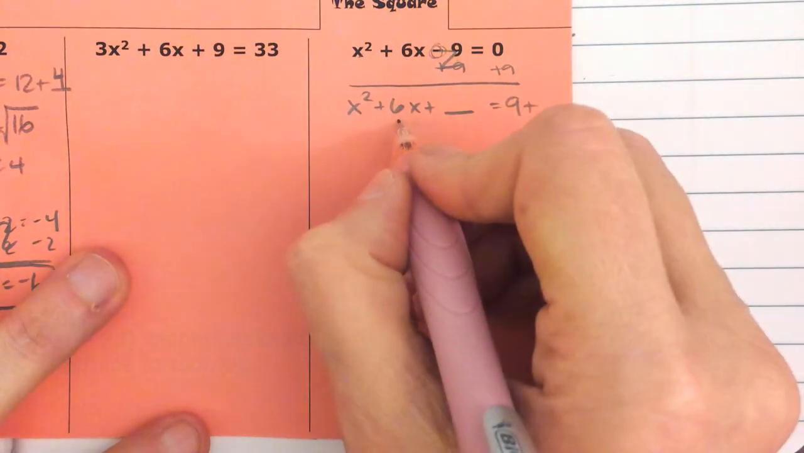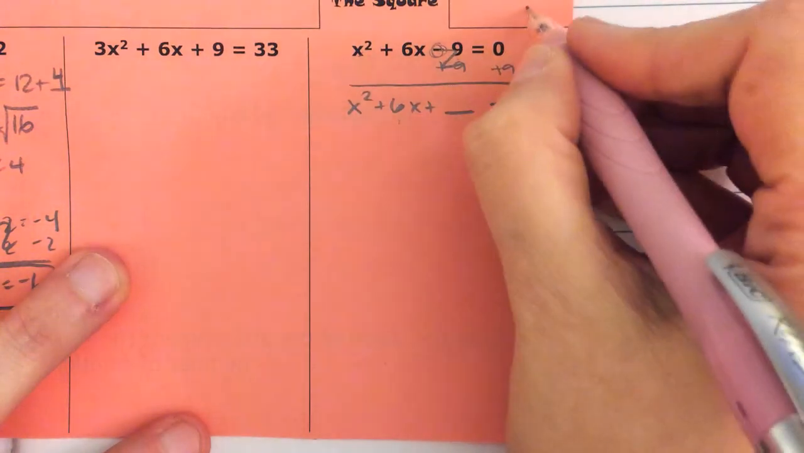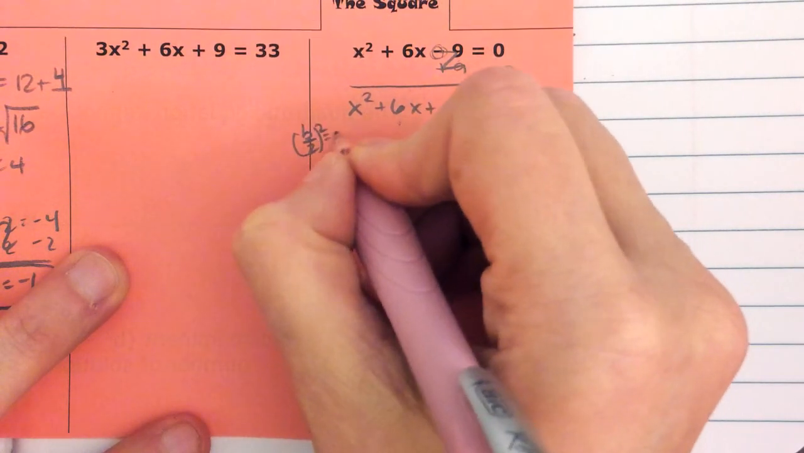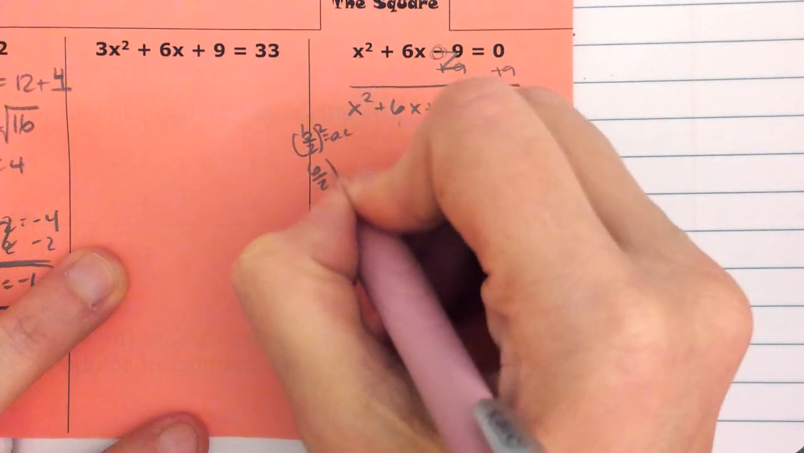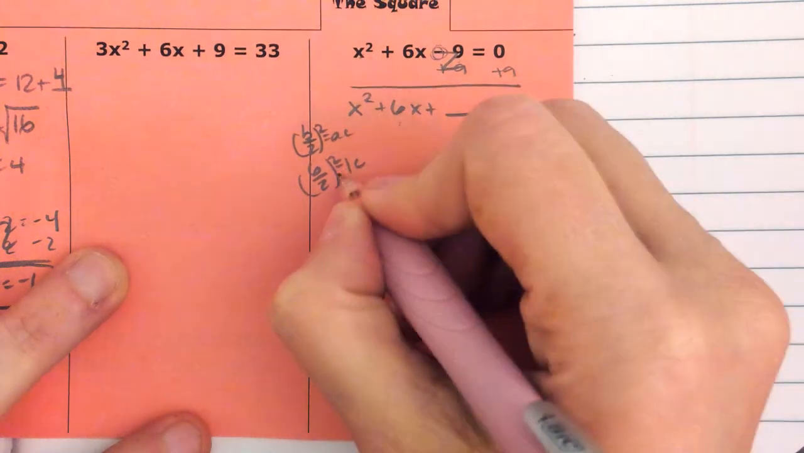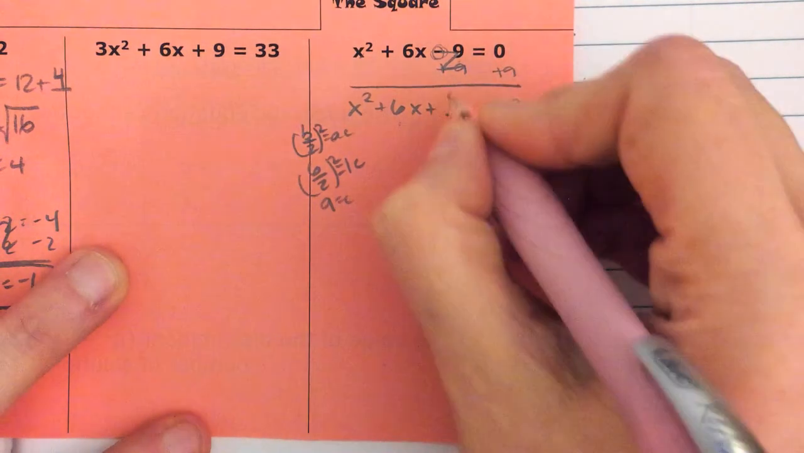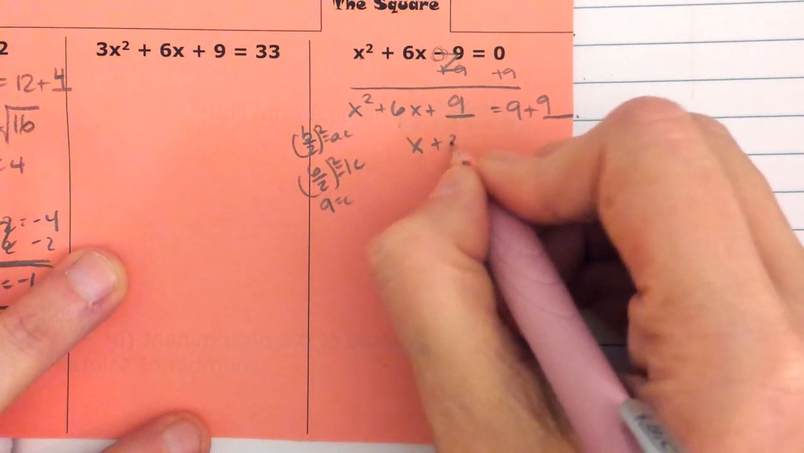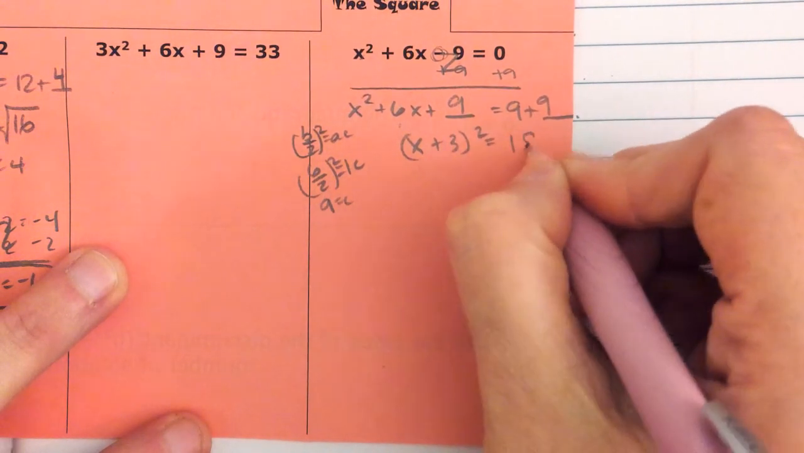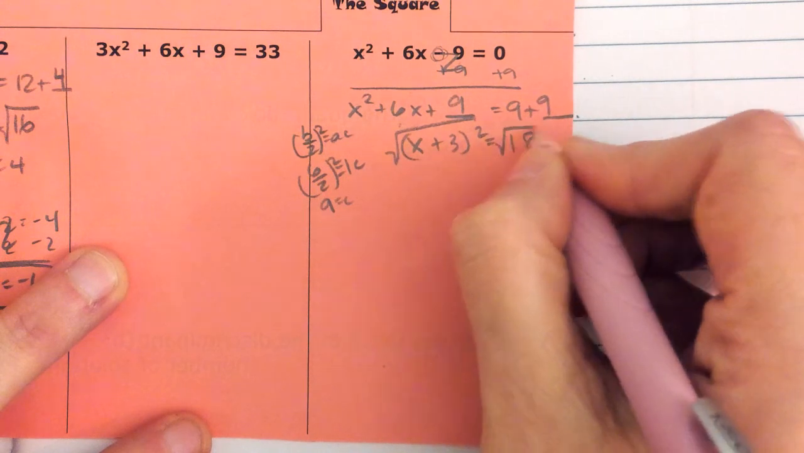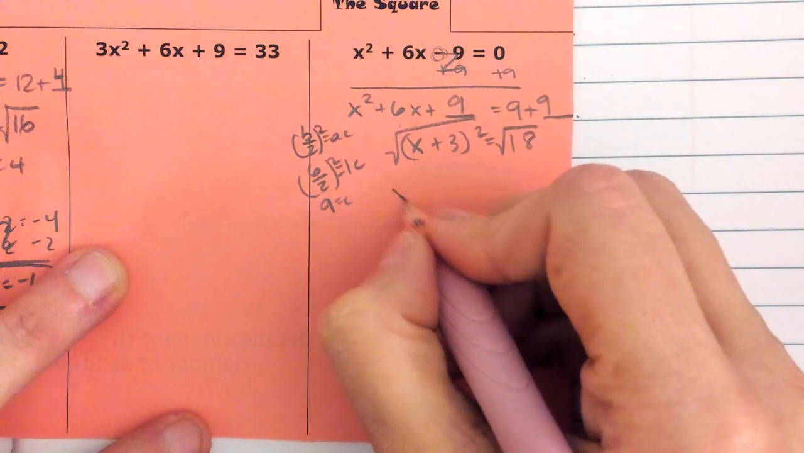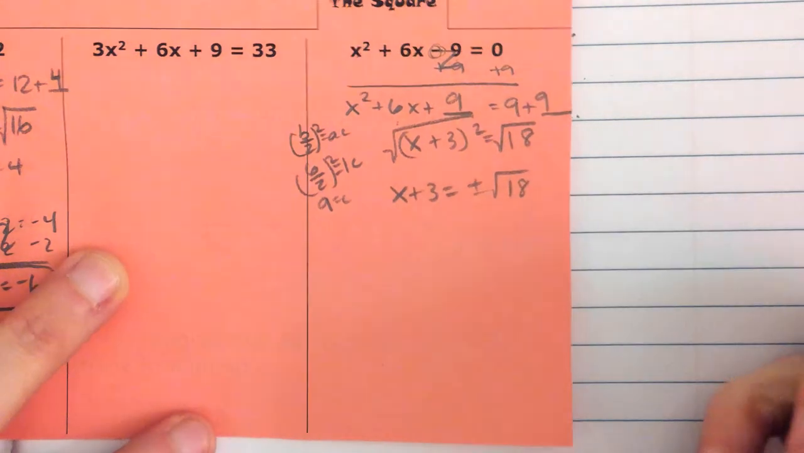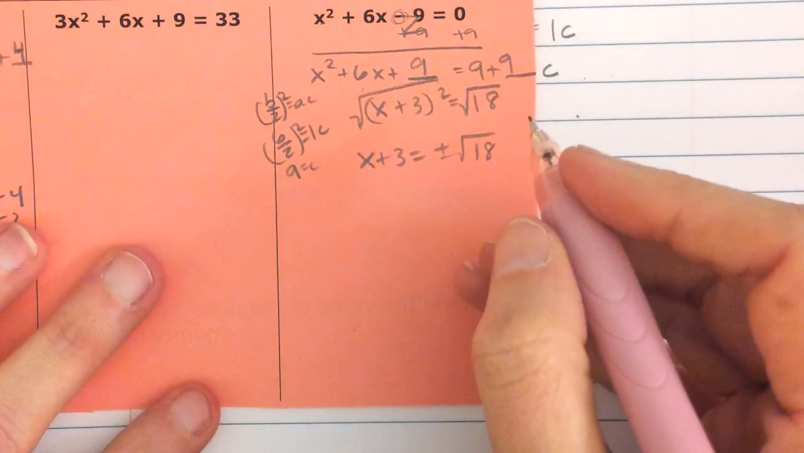Okay, so for this one, b over 2, 6 over 2 squared equals 1c. So that's 9 equals c. So I'm adding 9 to both sides. So that gives me x plus 3 squared equals 18. When I take the square root, I get x plus 3 equals plus or minus the square root of 18. Now remember, there are 3 possible ways I might see this solution.